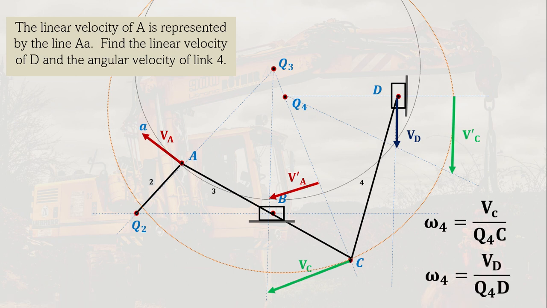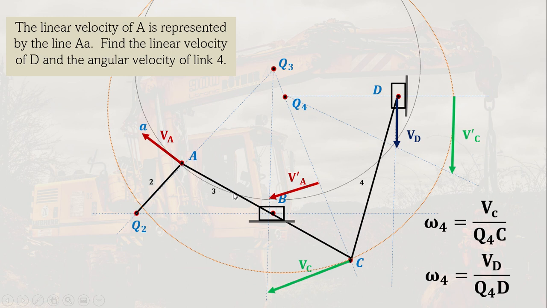Similarly, we can get that using D also. So that's the velocity of D divided by the line connecting Q4 and D. So that is how you get the unknown, which is the angular velocity of link 4. The same also if you wanted to get the angular velocity of link 3.